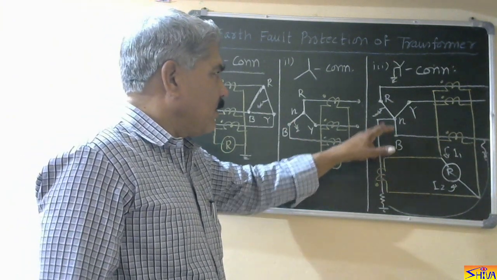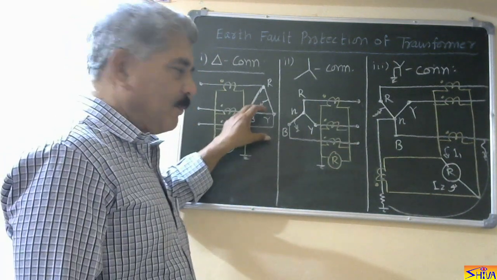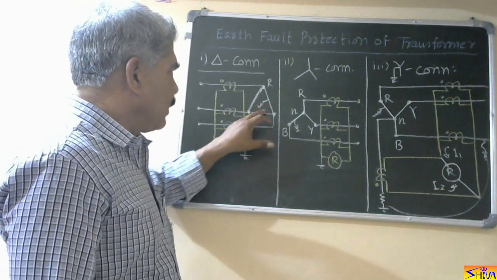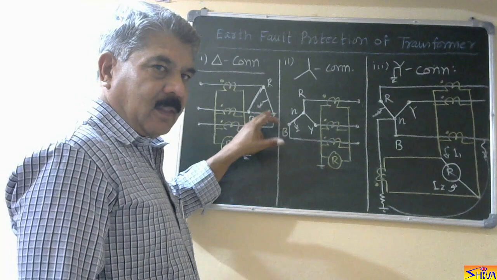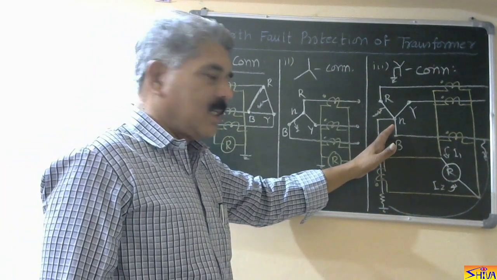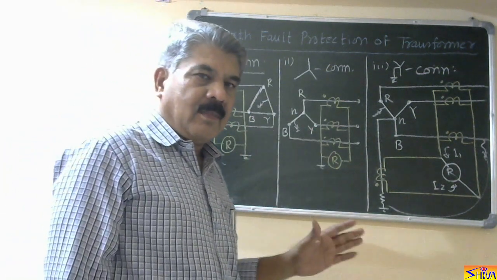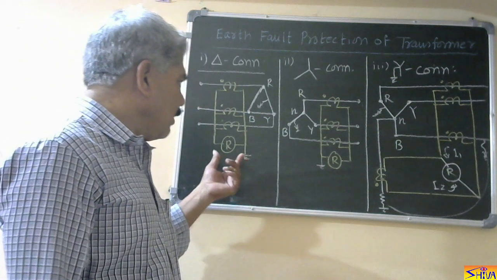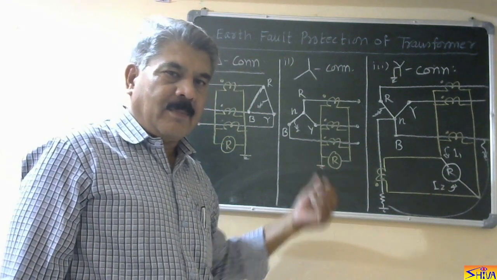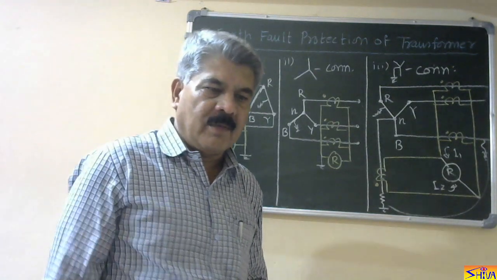So in this case, when a fault occurs here, the earth fault current will not be reflected on the line side, because this current will be reflected and flowing in this delta part only. Therefore, it is not coming to the line. Therefore, earth fault current on the secondary side of the transformer will not be reflected on the primary side of the transformer. Therefore, the setting of this relay need not be coordinated with the setting of this relay. It can be an independent setting. So that is all about the earth fault protection of the transformer.